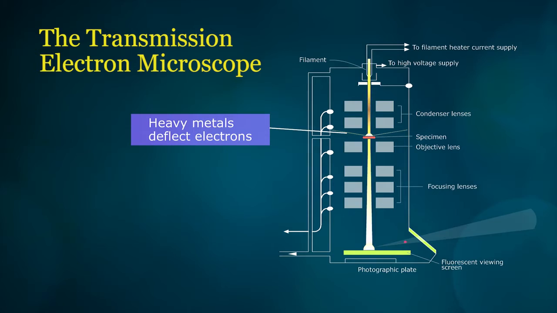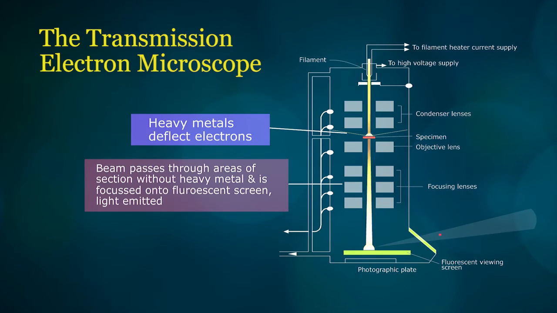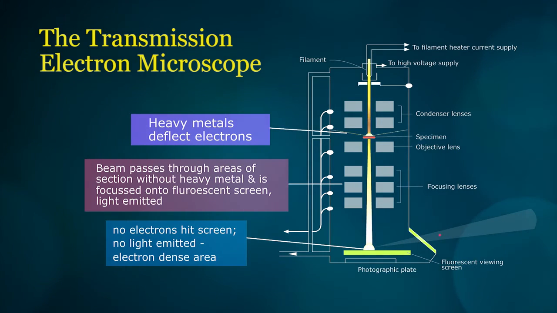This area of the tissue will appear black in electron microscopy because no electrons have activated the emission of visible light from the fluorescent screen. These areas are referred to as being electron dense. Areas in the tissue lacking heavy metals allow electrons to pass through to the fluorescent screen, where they activate the emission of visible light. These areas are referred to as being electron light or electron lucent.